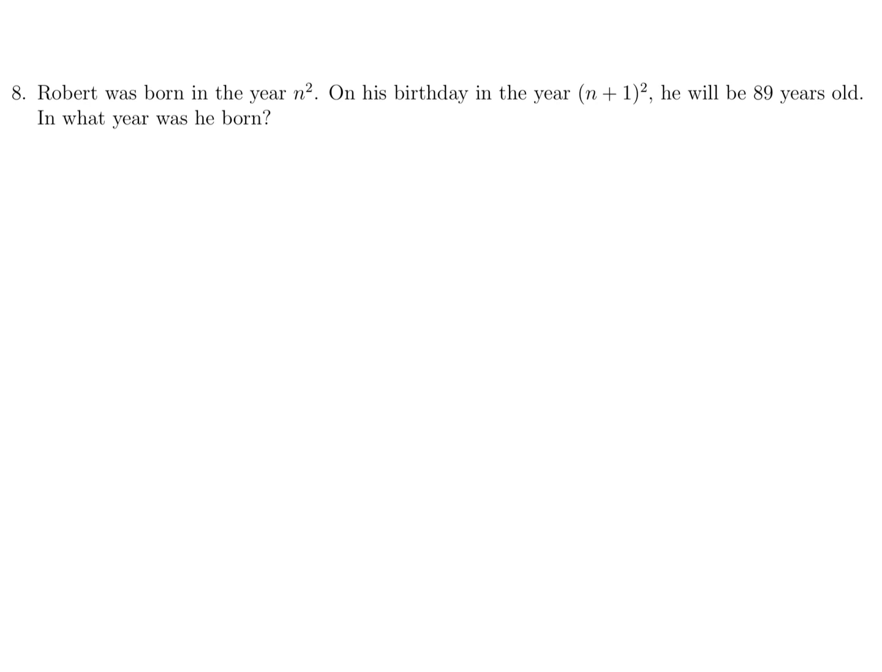Robert was born in the year n squared. On his birthday in the year n plus 1 squared, he will be 89 years old. In what year was he born?